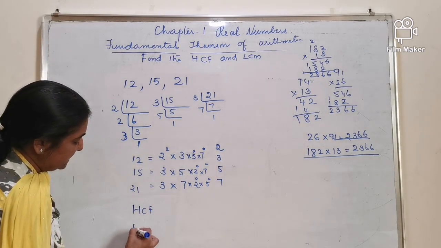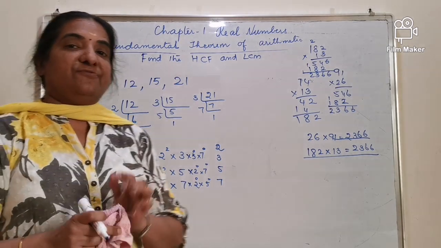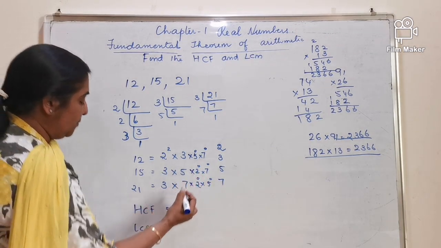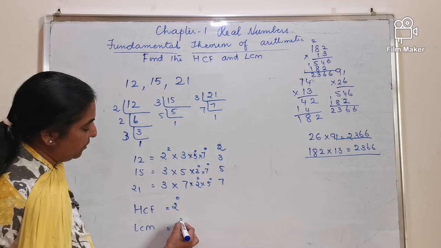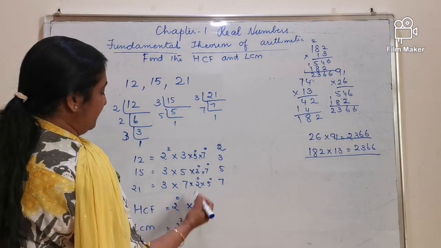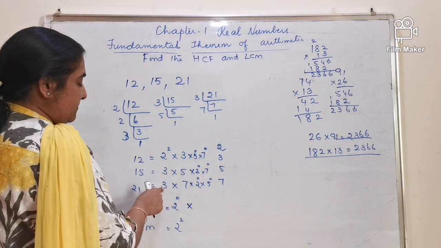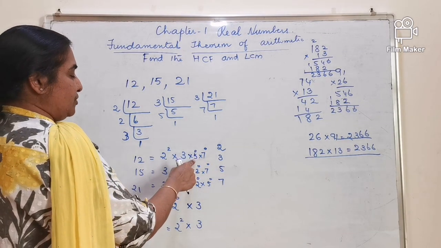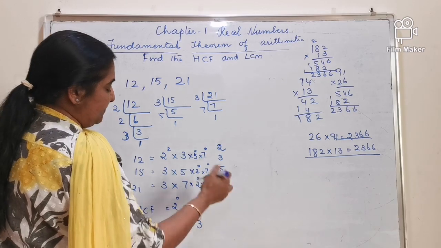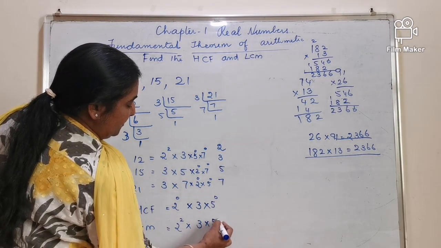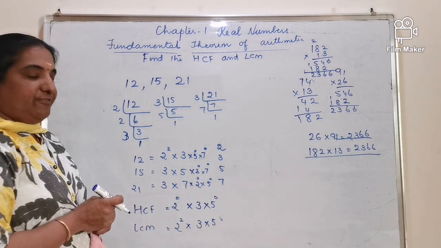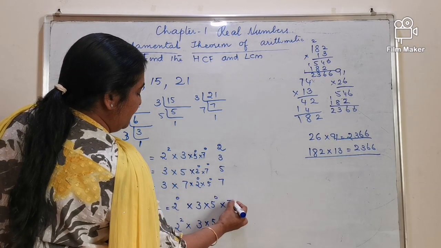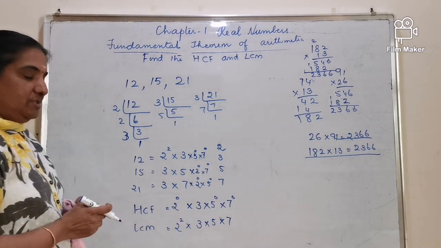You are going to write the HCF and LCM by taking the common factors from all the three numbers. 2 square, 2 to the power of 0, 2 to the power of 0. HCF will have 2 to the power of 0. The second factor, 3: all the three numbers have the factor 3 in common. The next factor, 5 to the power of 0, 5 to the power of 1 and 5 to the power of 0. For HCF it is 5 to the power of 0 and for LCM it is 5. 7 to the power of 0, 7 to the power of 0 and 7, which gives you for HCF 7 to the power of 0.